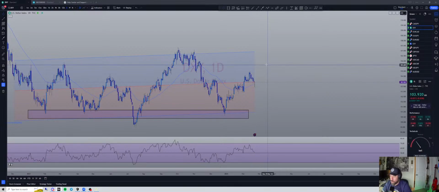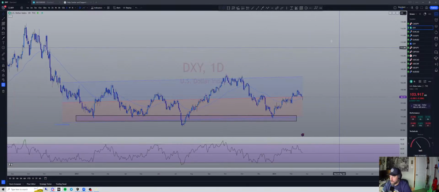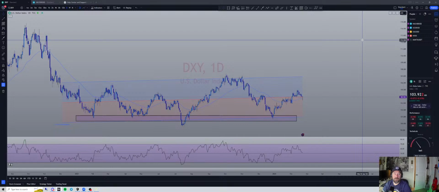But again, I don't really watch. I should maybe get better at watching how the dollar moves in correlation with the pairs. I don't really pay too much attention to that. Perhaps when I was trading forex more, I would definitely take a look at that.